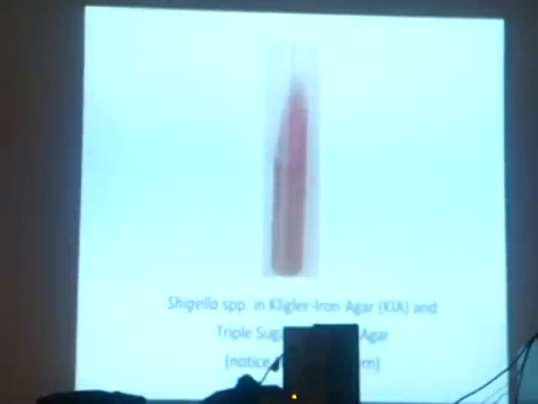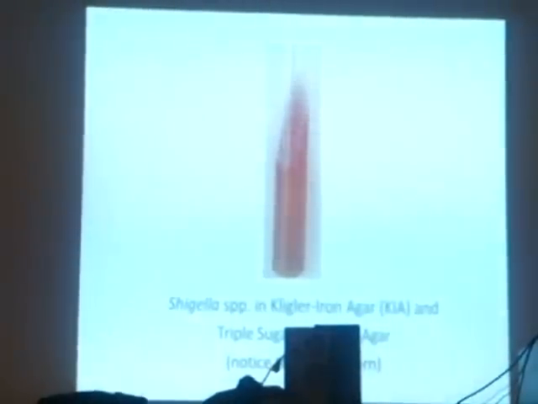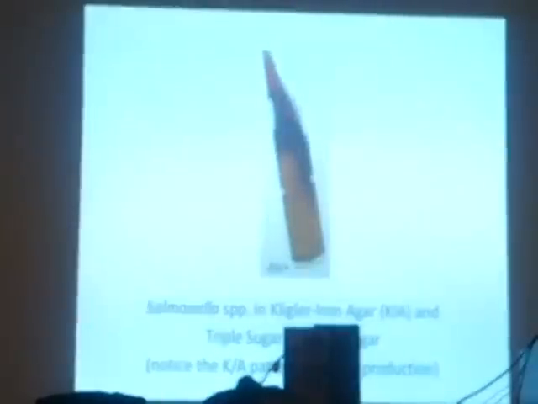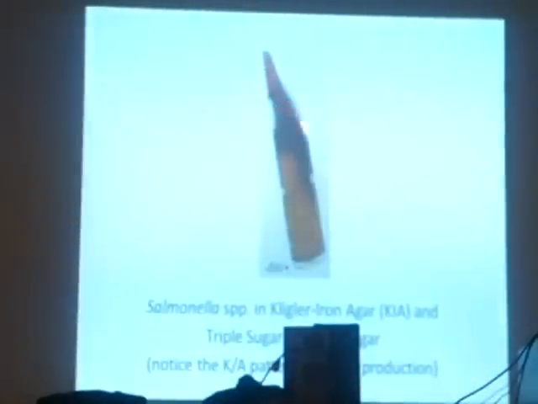Now suppose that the bacteria has given us a K over A reaction in KIA and an A over A reaction in TSI. It means that it is a glucose fermenter, non-lactose fermenter, but sucrose fermenter. Now, this is Salmonella. You can see K over A with H2S production.